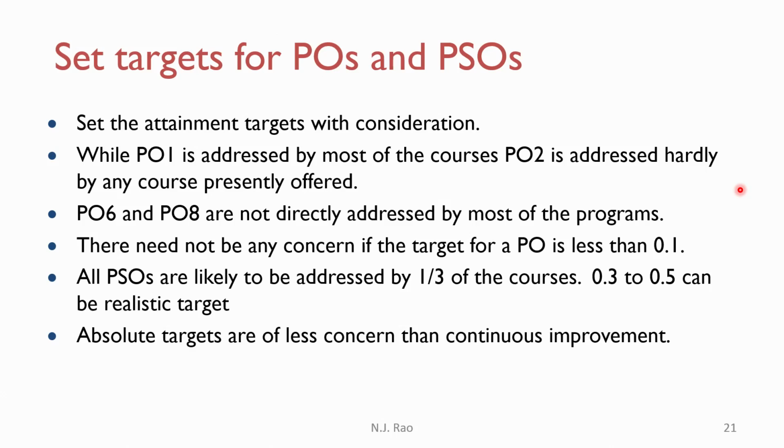And one thing again should be remembered, that absolute targets are of less concern than continuous improvement. For example, in the present year I have attained 0.05, and next year I have improved it to 0.06. That is continuous improvement. Whether it is 0.5 or 0.05 strictly does not matter. What is important is continuous improvement. So, please do not focus on making these absolute values large. Somehow it makes the whole thing unrealistic.